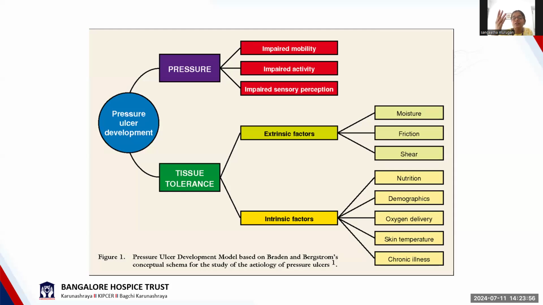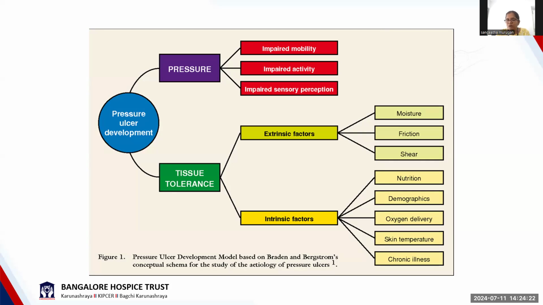The nurses in the ICU didn't see that. They saw only Anand groaning and crying with the pain. They noticed only when he got a stage 4 pressure ulcer. That is because of the unrelieved pressure. Then come to tissue tolerance. There are two factors, extrinsic factors and intrinsic factors. These extrinsic factors can be prevented by the nurses. It is there in our hands.